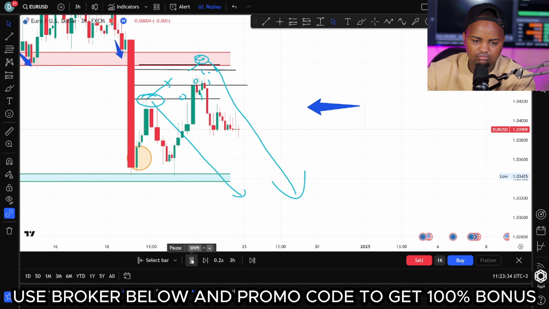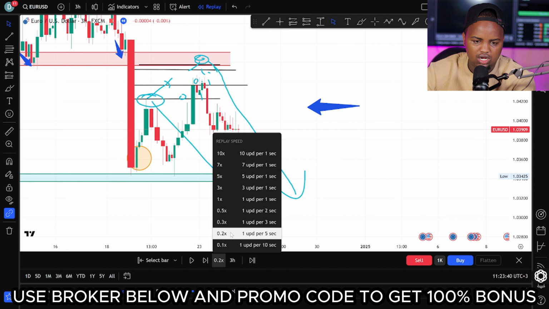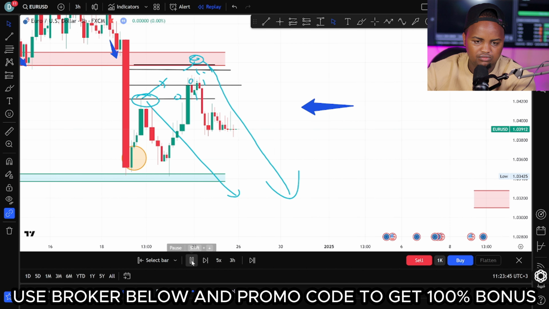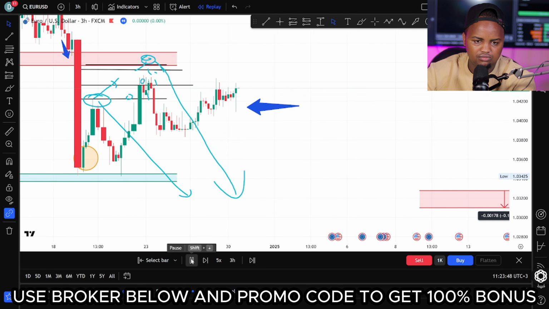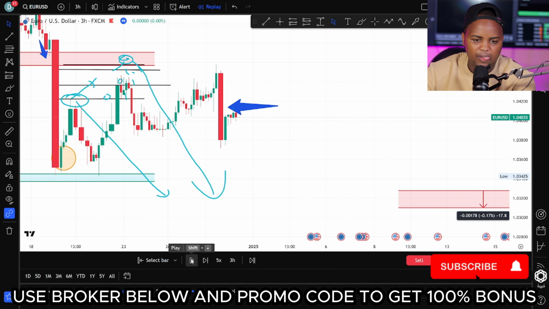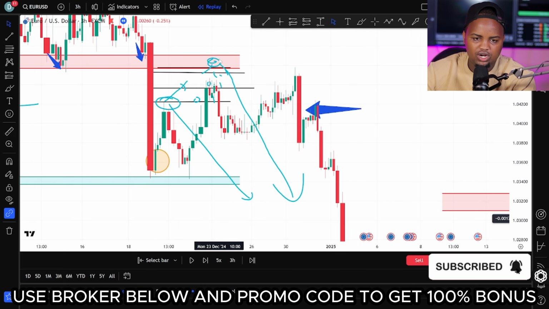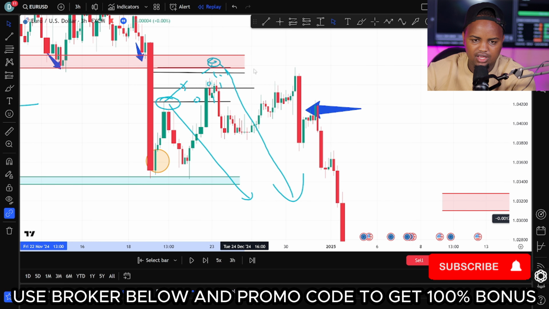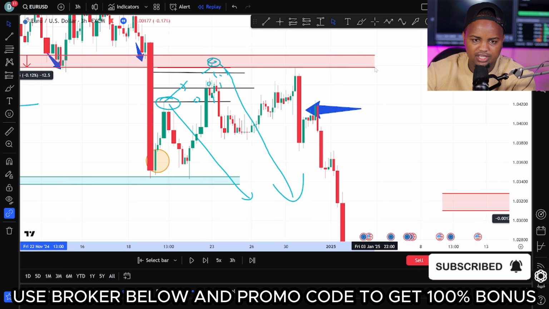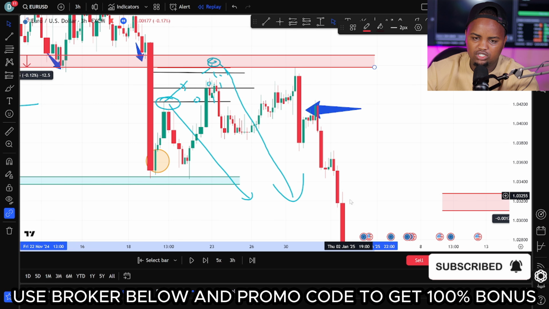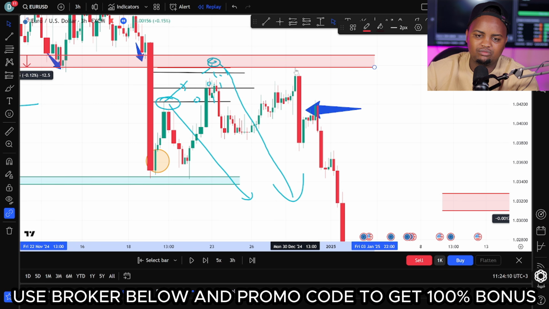Okay, maybe it was a very nice opportunity for us. Now look at that, look at this. This market is always trying to come to this region here. So when we expand this, we can see this region was all the way. Before it continued to move down, it came all the way to retest this region, as you can see here.